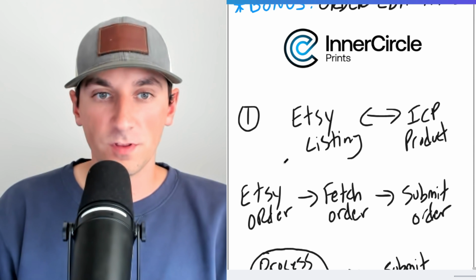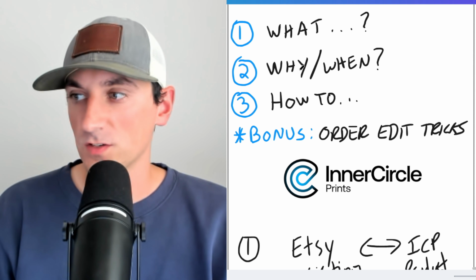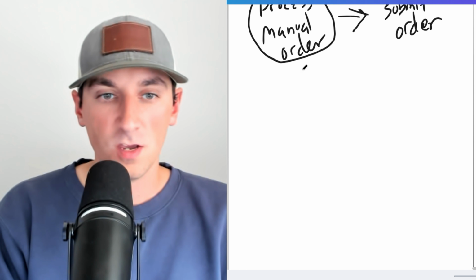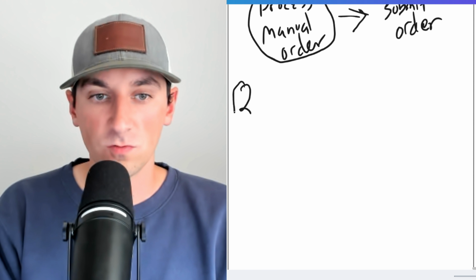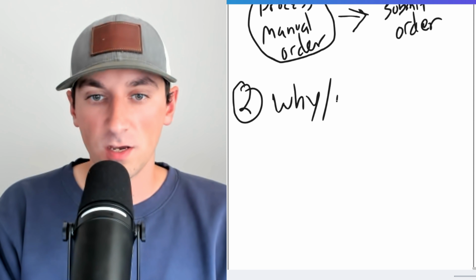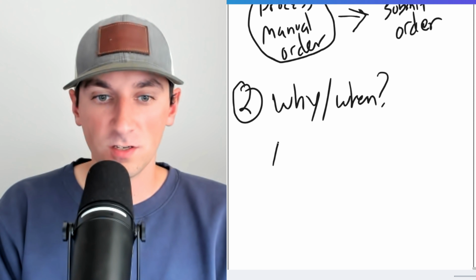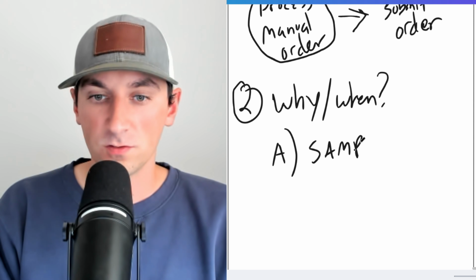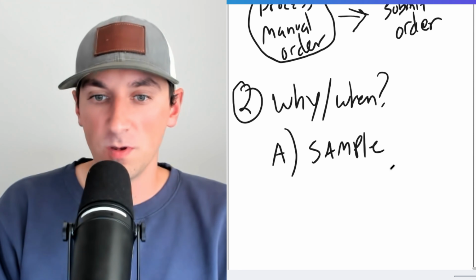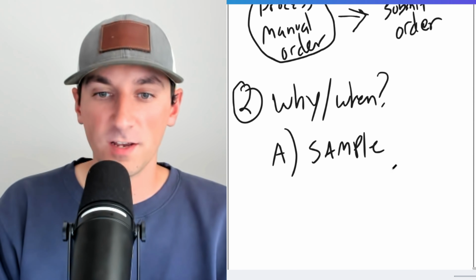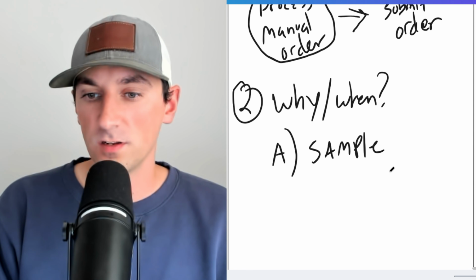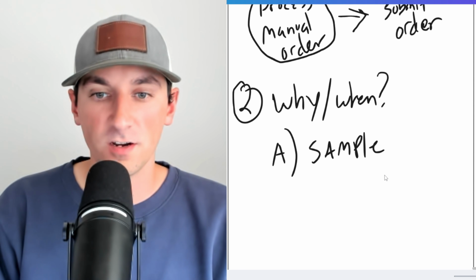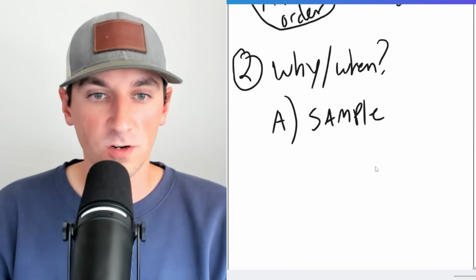The second part that I want to talk about is why and when you would want to process a manual order on Inner Circle Prints. Essentially, there are two different scenarios. The first is maybe you just want to order a sample. Maybe you want to order samples for yourself, or maybe you're ordering for your friends and family. You're bypassing Etsy and you just want to process the order manually so you can see what the products look like. That would be the first scenario and why you would want to process a manual order on Inner Circle Prints.